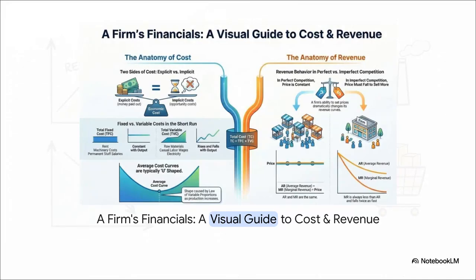So, when we take a step back, the living, breathing anatomy of a business is just this constant, delicate balancing act. You're forever managing those U-shaped cost constraints on the production side, while simultaneously trying to survive the harsh revenue realities of your specific market on the sales side.